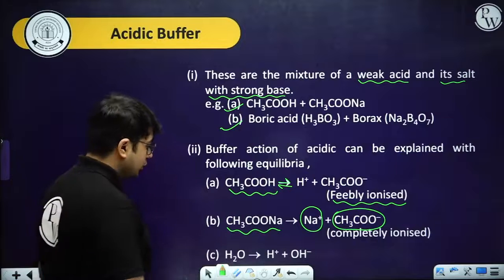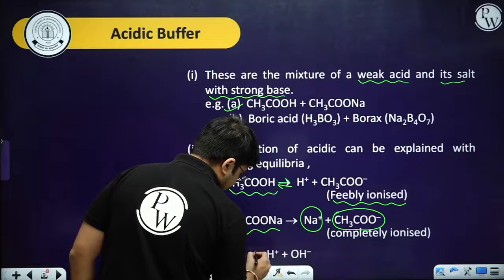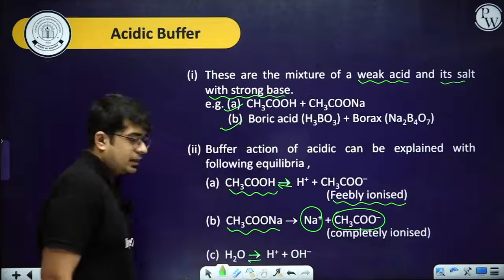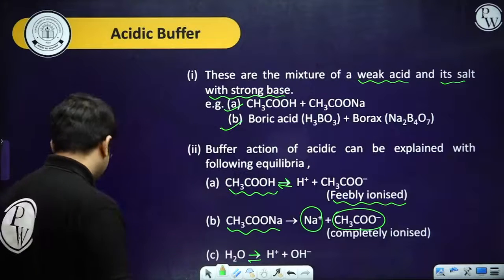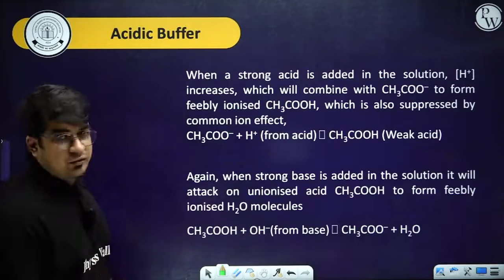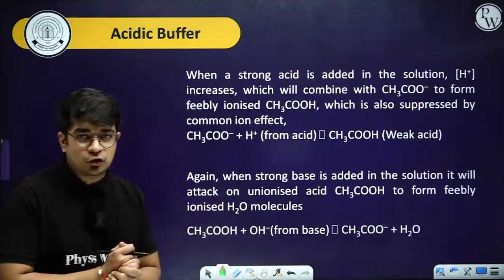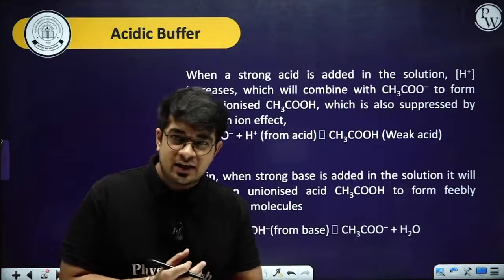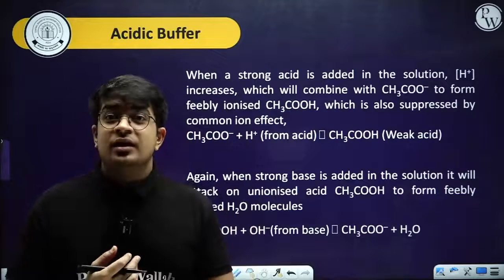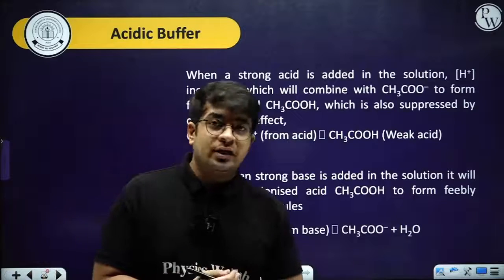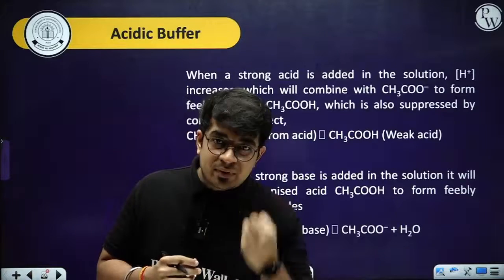If I talk about the water, you can again see this reaction is going to be like this, feebly ionized, H positive as well as OH negative. Now the main part, when a strong acid is added in the solution. So what happens if I'm adding a strong acid? What happens if I'm adding a strong base? Whether the pH is going to be changed or something is already present to compensate the entire part.